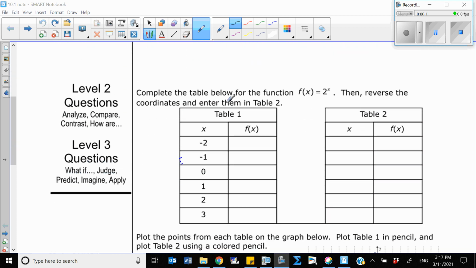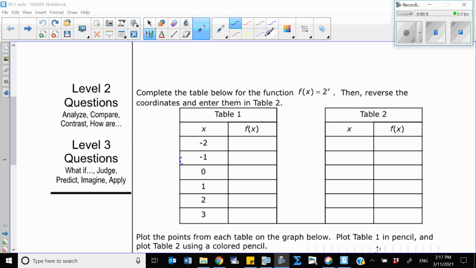Complete the table below for the function f of x equal to 2 to the power of x, then reverse the coordinates and enter them in table 2. So first of all, we are given this table with these x values and we're going to find f of x for them. We know that f of x here is 2 to the power of x.